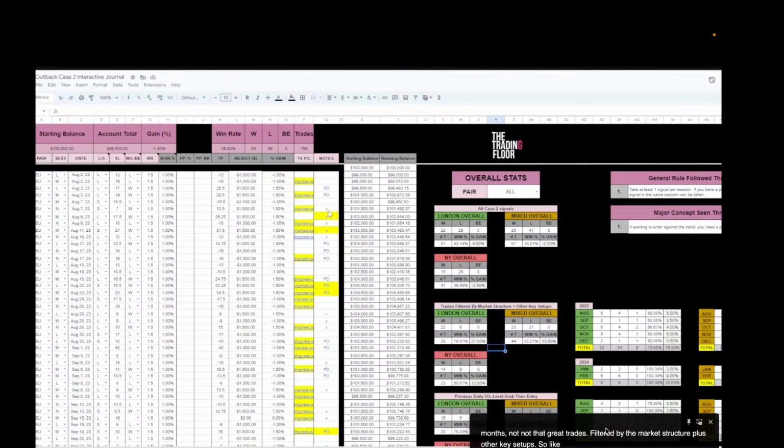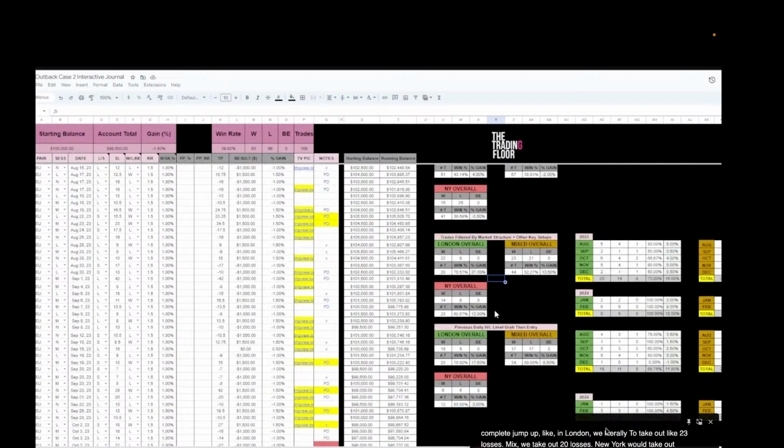So any trade that has a little abbreviation that accounts for this section, a complete jump up. Like in London, we literally take out like 23 losses. Mix, we take out 20 losses. New York, we take out 17 losses. And ideally, London looks great for this.